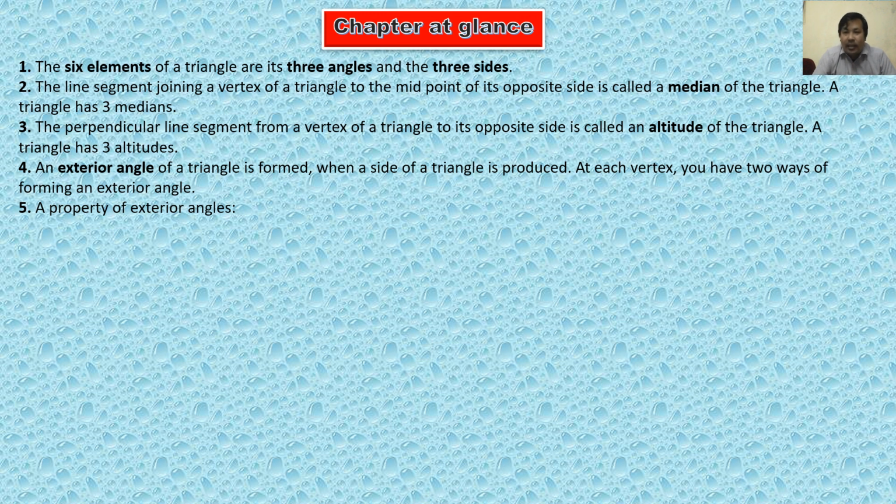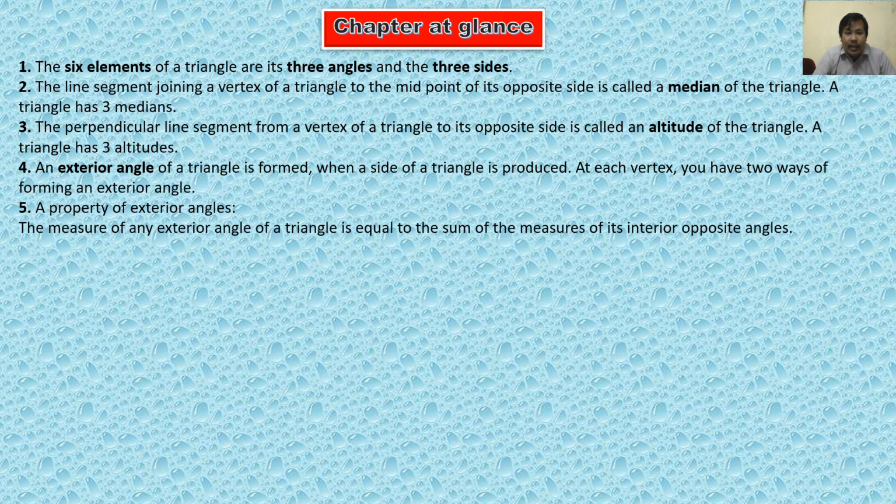Okay. Next, a property of exterior angles. What is the property? We have learned that the measure of any exterior angle of a triangle is equal to the sum of its interior opposite angles. That you have to understand. Okay. Next point is the angle sum property of a triangle: the total measure of the three angles of a triangle is always 180 degrees. That you should not forget.